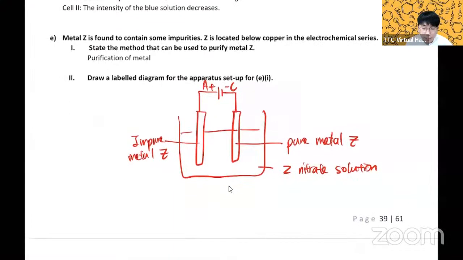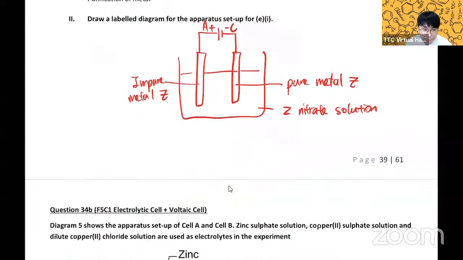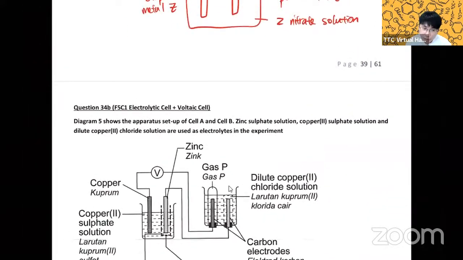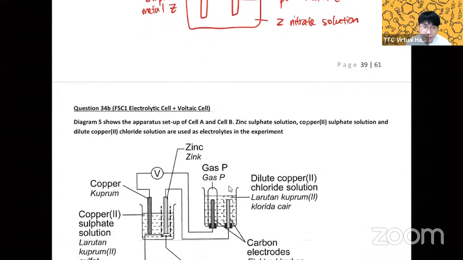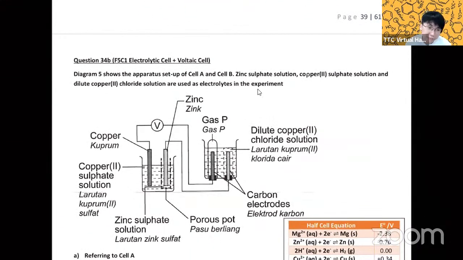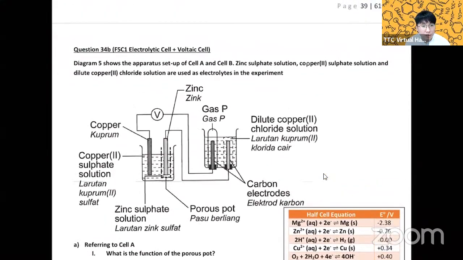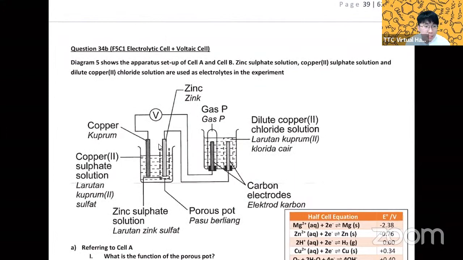Okay, moving on. The next one is also a combination. Before I go to the next question, I just want to label some things here. It looks like very complicated stuff, but if you look carefully, you see a voltmeter, you see copper, you see zinc. Then you see here are two carbon electrodes, obviously, guys. The left side is your what cell? What is cell A and B? They never label A and B, but let's assume the left side is A.